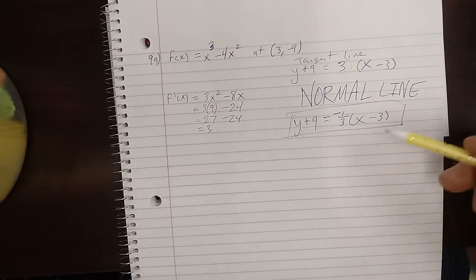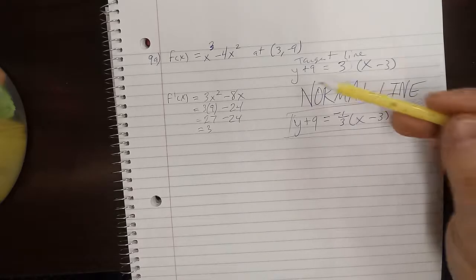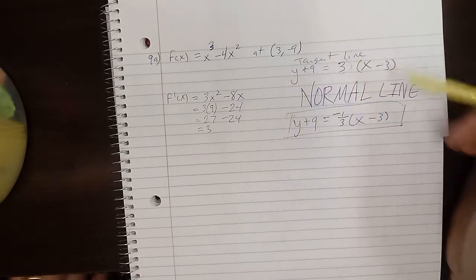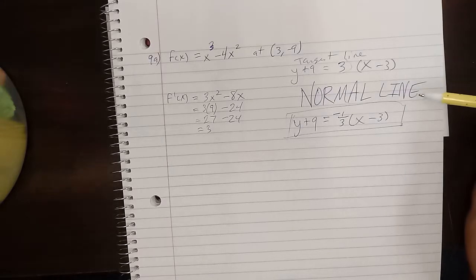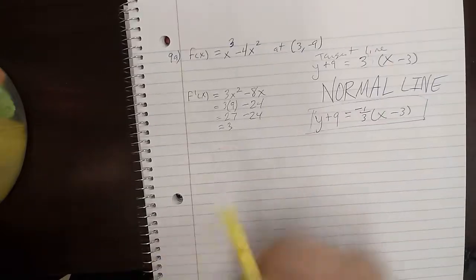Slope-intercept form works a little differently. We couldn't just take the normal equation from slope-intercept form and change it to the perpendicular slope. We would have to find b all over again. So it's more annoying that way. All right, 9b.